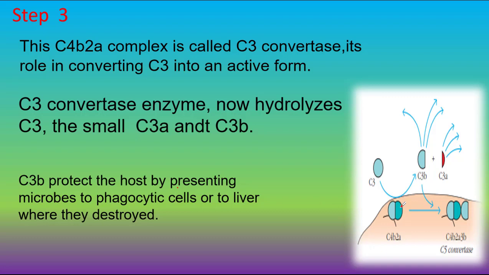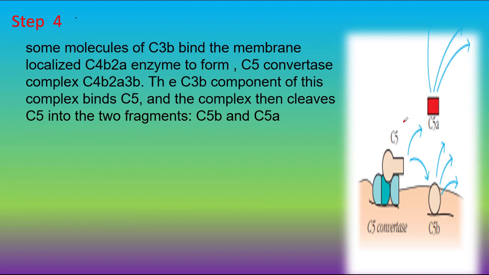Some molecules of C3 beta also combine with C3 convertase to form C5 convertase. In step 4, C5 convertase cleaves the C5 component of the complement system into C5 alpha and C5 beta. C5 alpha diffuses away and plays its role in inflammatory reactions. C5 beta attaches to the membrane surface and initiates the formation of the membrane attack complex, which forms pores in the pathogen membrane surface, resulting in the lysis of the pathogen.